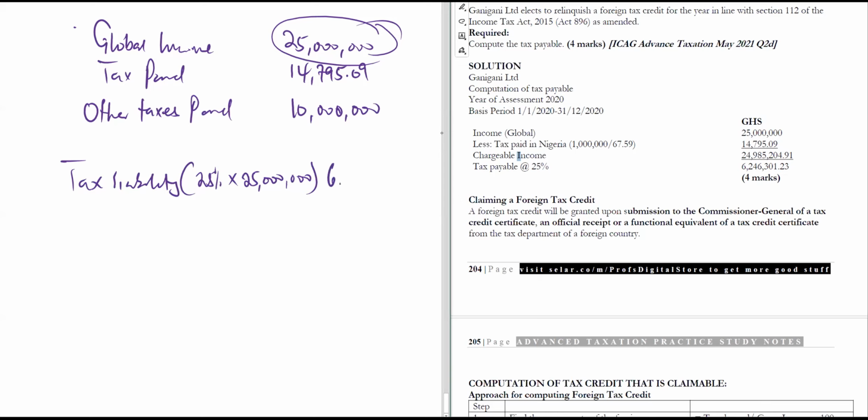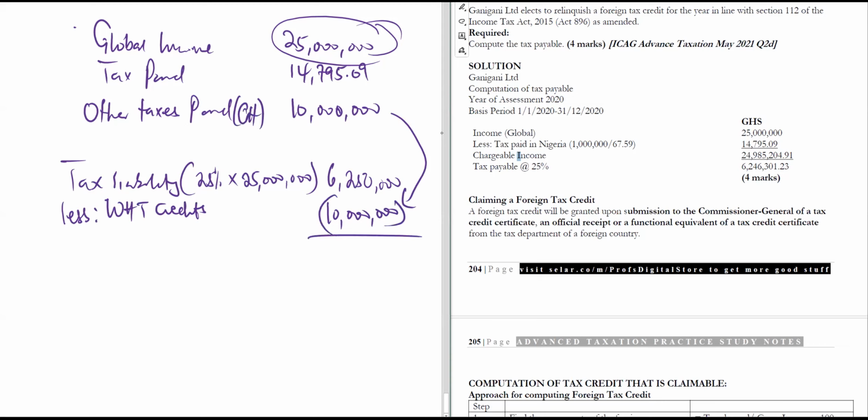$6,250. It's 250,000. Okay. Now we are going to less his withholding tax credits that he had already, which was amounting to how much? 10 million. This is in Ghana. This is not foreign. Now, see, this guy has too much credit against his income. So why should he go and take a foreign tax credit again? Do you understand? Do you get where I'm coming from?